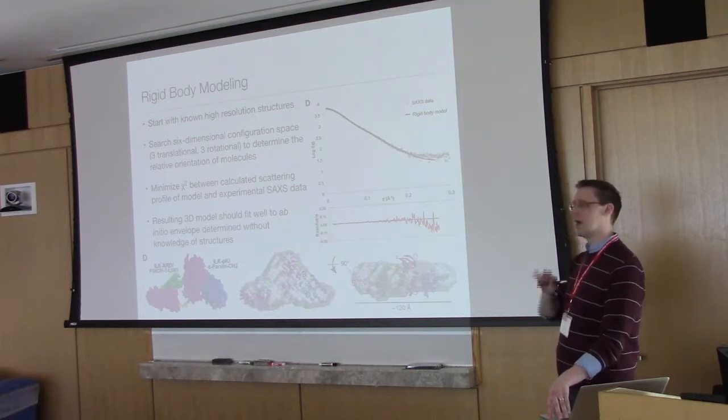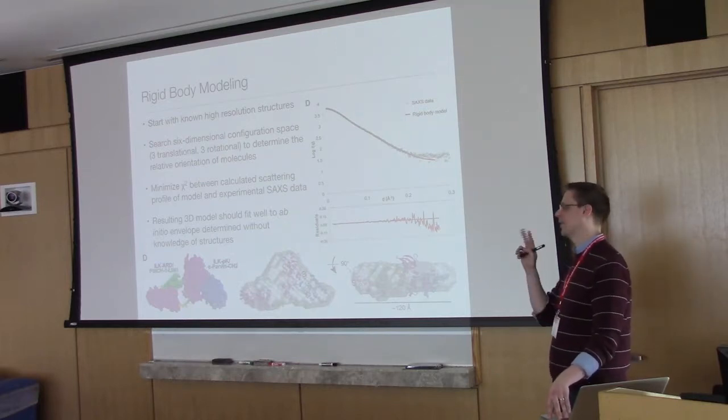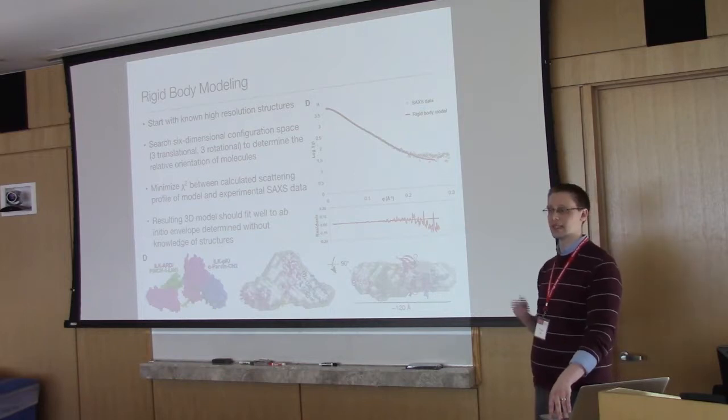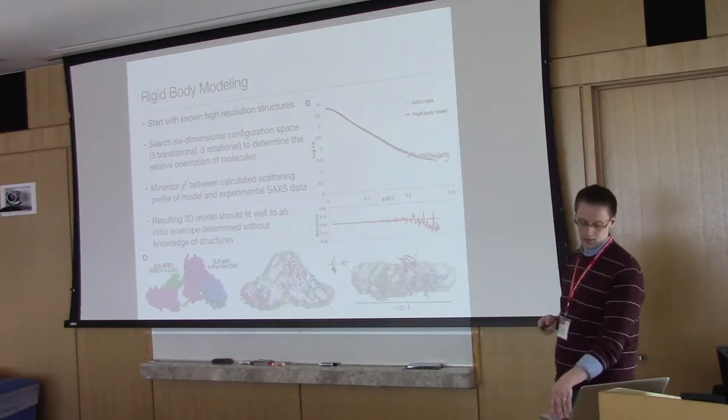Ab initio envelopes give you an unbiased look at the envelope, and so your rigid body model should fit your ab initio envelope, because that tells you that it's just coming from the scattering data.